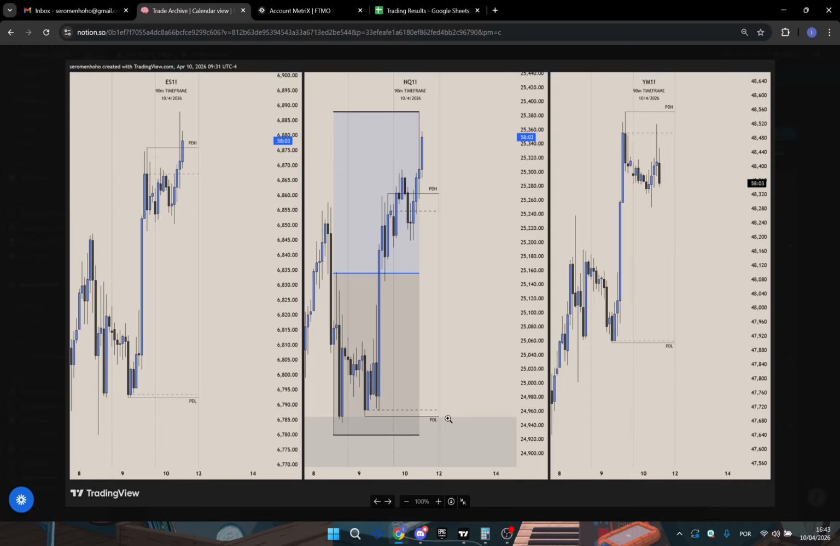As you can see, this highlighted area, that's the start of the daily fair value gap. So also an added bonus is that we are in a premium of this 90-minute range as well. So overall, it's a good place to look for sells.